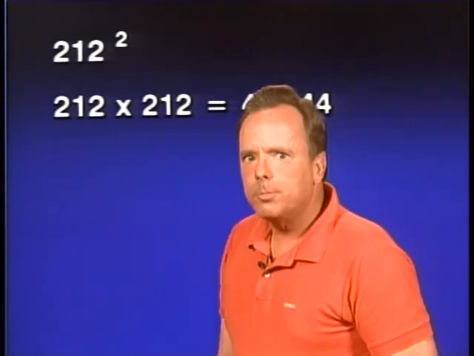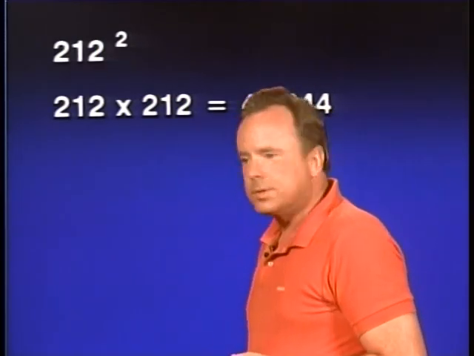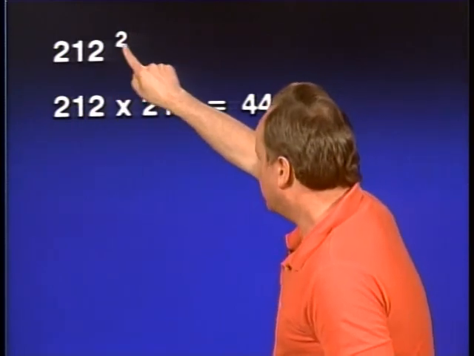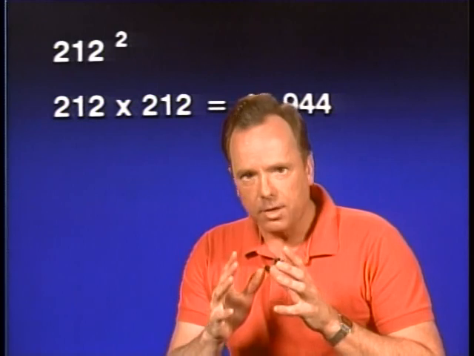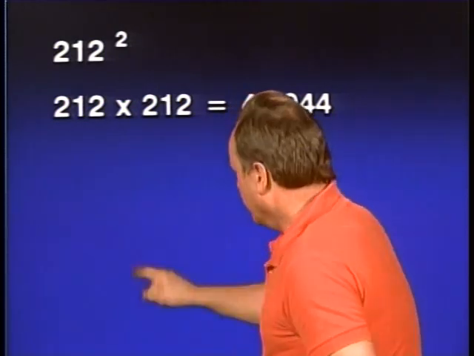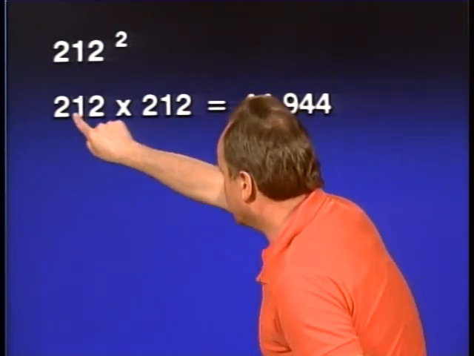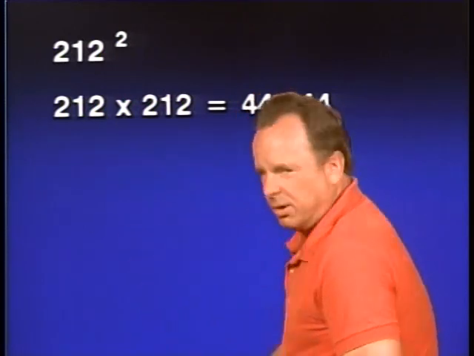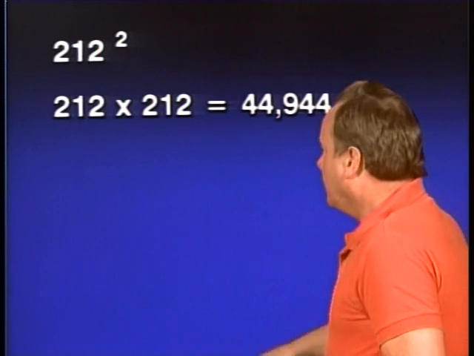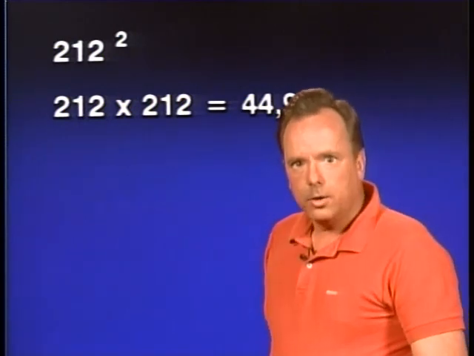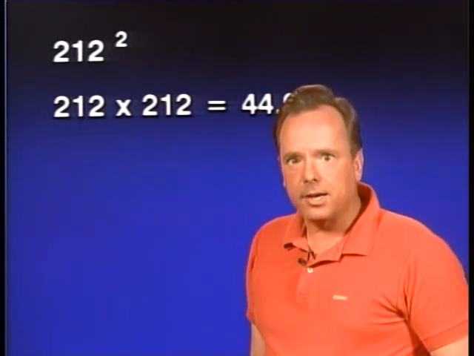All right, now they're also going to ask you, what is the square of a number? Well, that's raising a number to the 2nd power. For instance, here is 212 to the 2nd power, or 212 squared. That means the number is used as a factor 2 times. For instance, 212 times 212. Multiply it out, the answer is 44,944, and that's 212 squared, or 212 raised to the 2nd power.